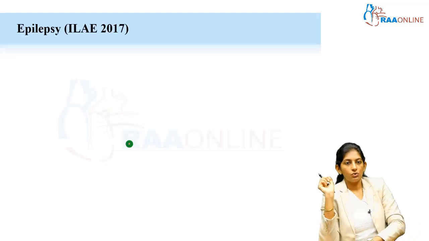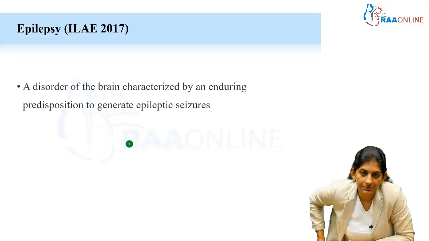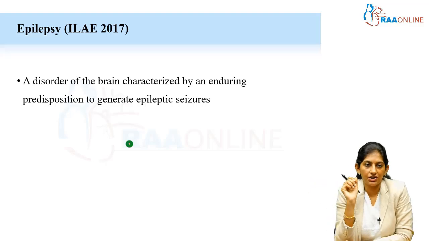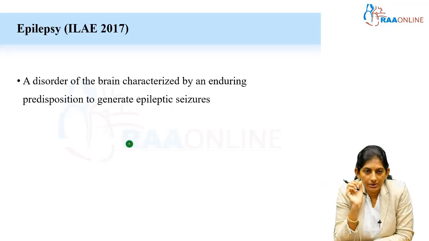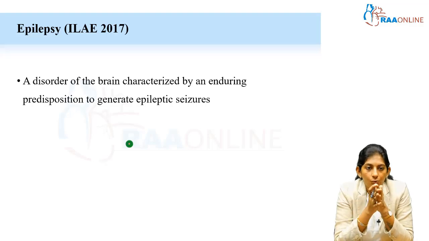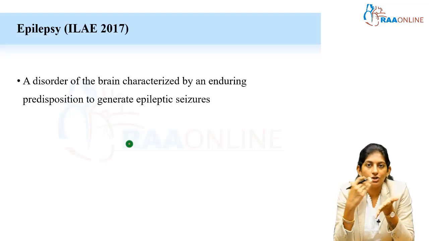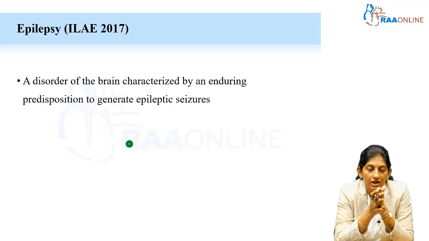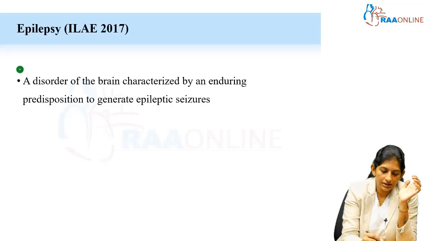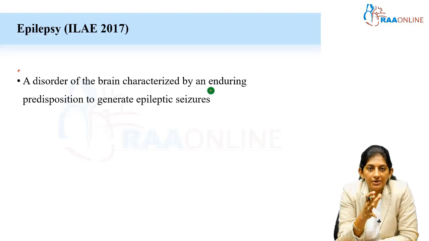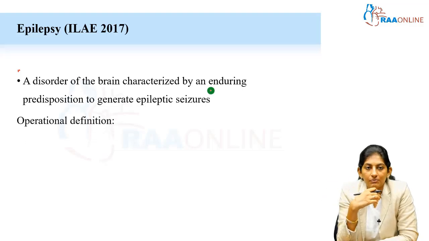Coming to the ILAE's 2017 classification of epilepsy, first we will talk about the definition and then we will go on to the epilepsy classification. The definition of epilepsy is a brain disorder which is characterized by an enduring predisposition to generate seizures. So the brain has a predisposition to generate seizures. That is epilepsy. It is a disorder of the brain. Each and every term in the definition is important: a disorder of the brain which is characterized by an enduring predisposition to generate epileptic seizures.